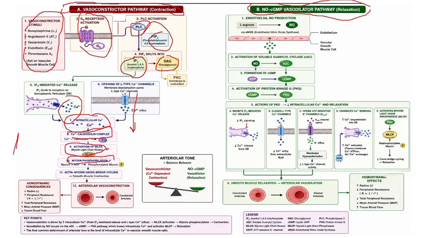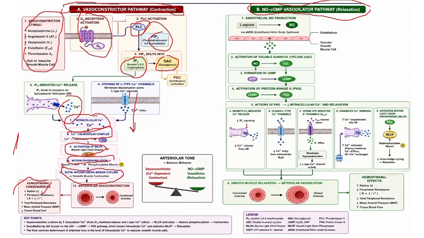Myosin phosphorylation will enable the myosin head to interact with the actin filament, and this will lead to smooth muscle contraction. That's why I believe you were taught muscular contraction in physiology classes. When the myosin heads interact with the actin filament, it leads to smooth muscle contraction, and smooth muscle contraction will, via hemodynamic consequences, decrease the radius, and when there's a decrease in radius, it will increase the peripheral resistance, and the increased peripheral resistance will lead to an increase in blood pressure.